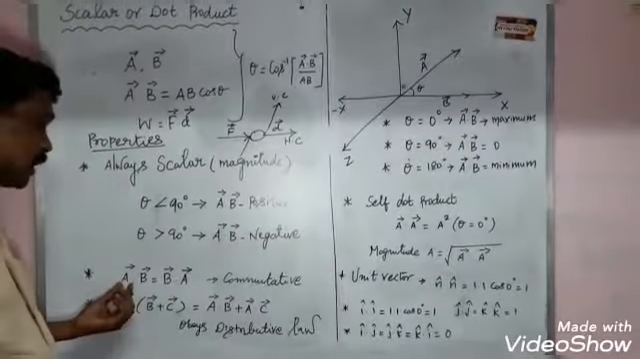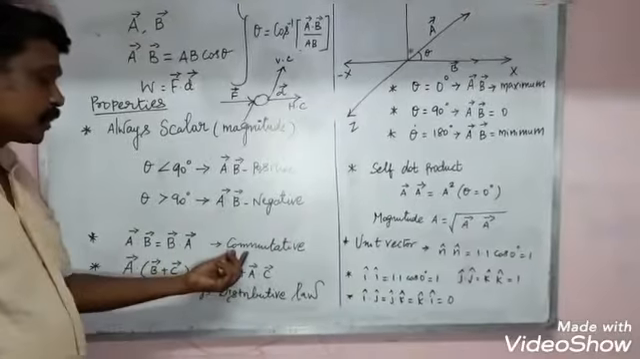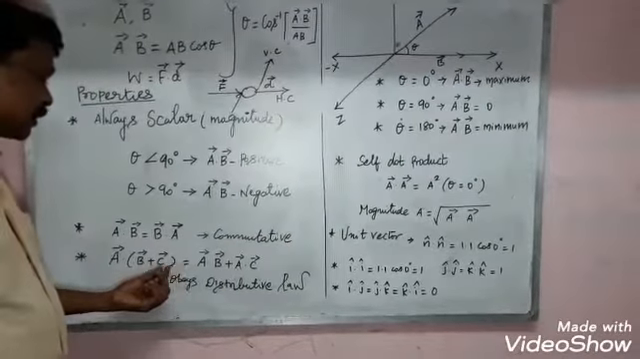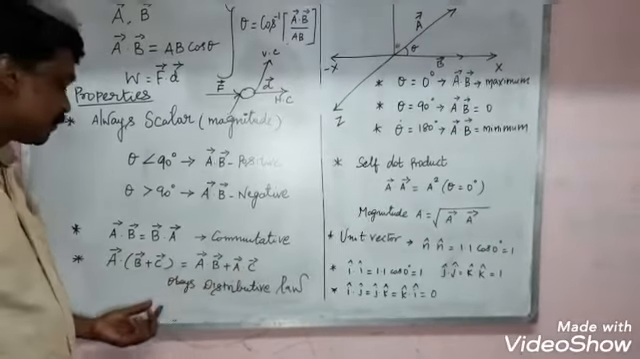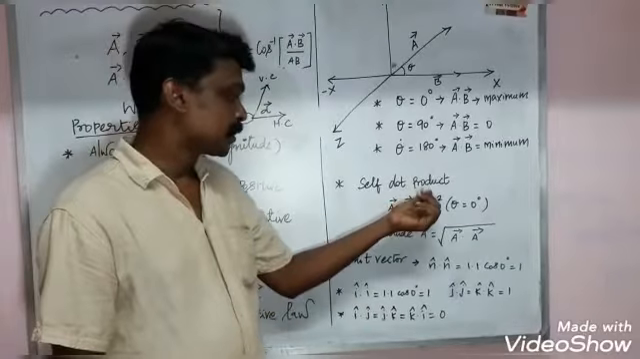The next one: A vector dot B vector is equal to B vector dot A vector. It is a commutative property. A vector dot (B vector plus C vector) is equal to A vector dot B vector plus A vector dot C vector. Scalar product obeys the distributive law.